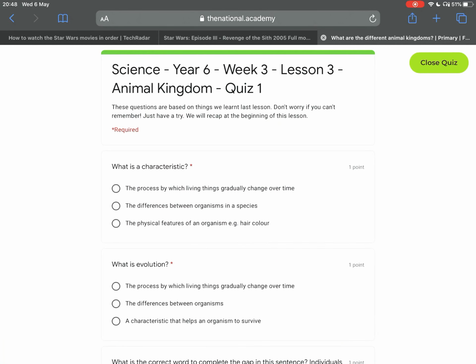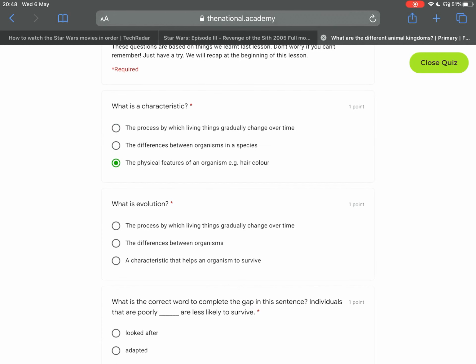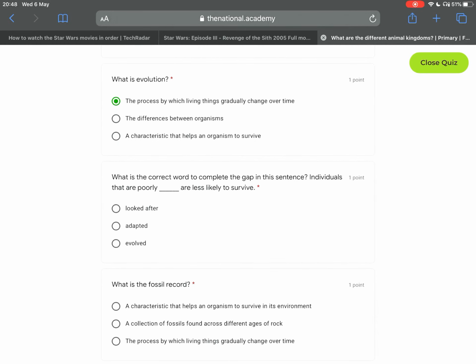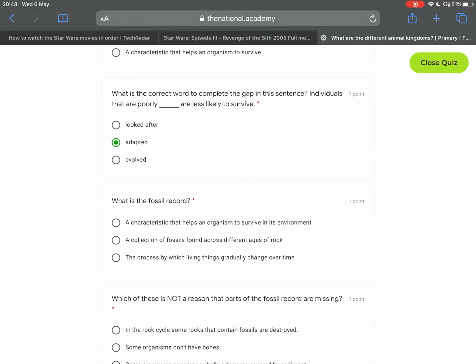First, you have your introductory quiz. What is a characteristic? That would be a physical feature of an organism, for example, hair color. What is evolution? That would be the process by which living things gradually change over time. What is the correct word to complete the gap in this sentence? Individuals that are poorly adapted are less likely to survive.